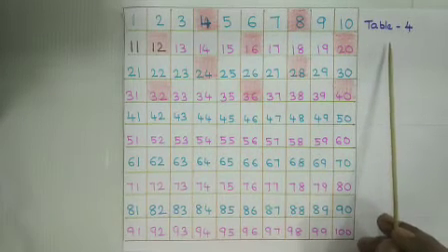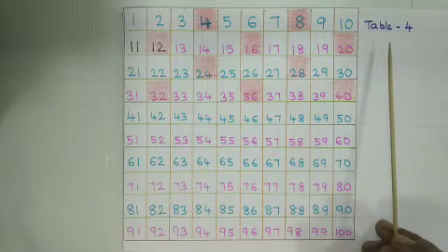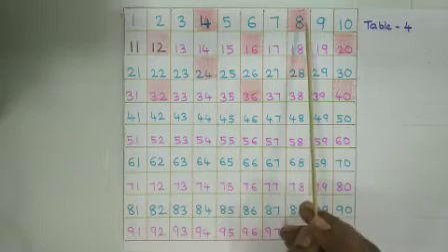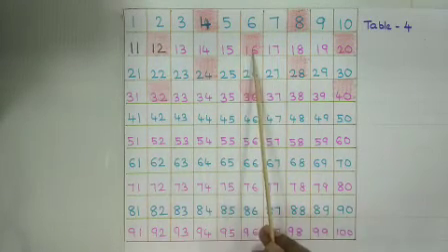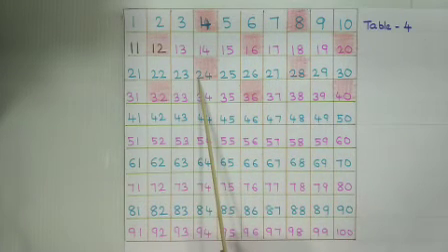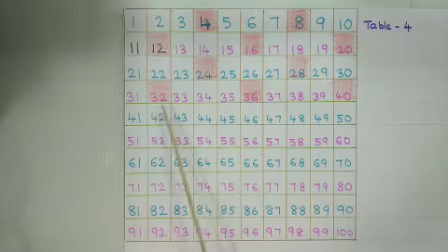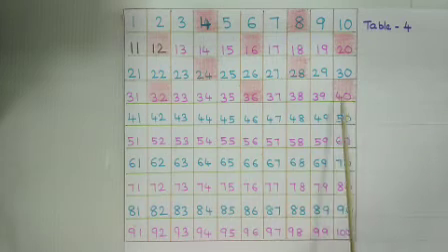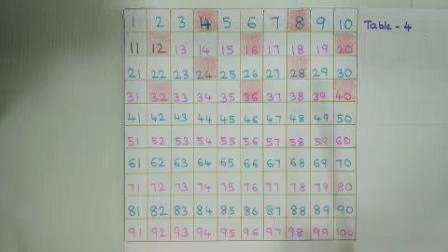Here I took the table 4 and try to color the numbers. Answers of the numbers. Table 4. 4 ones are 4, 4 twos are 8, 4 threes are 12, 4 fours are 16, 4 fives are 20, 4 sixes are 24, 4 sevens are 28, 4 eights are 32, 4 nines are 36, 4 tens are 40. And see the patterns. All the patterns are same.